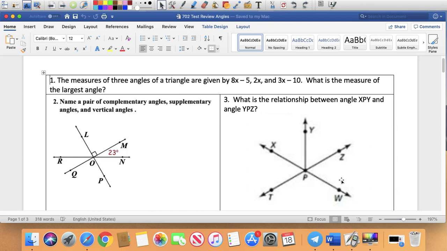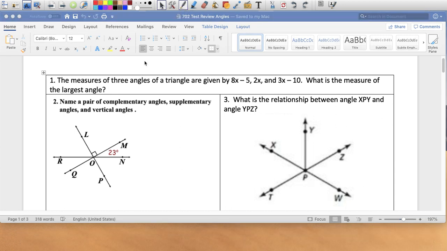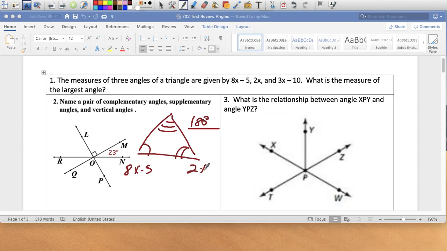So the measures of three angles of a triangle are given by those expressions, and I'm just going to try to sneak those in here. So we know a triangle: if we took this angle plus this angle plus this angle, the sum of them would equal 180, right? So right now, this one is 8x minus 5. This corner here is 2x, and the top angle is 3x minus 10.